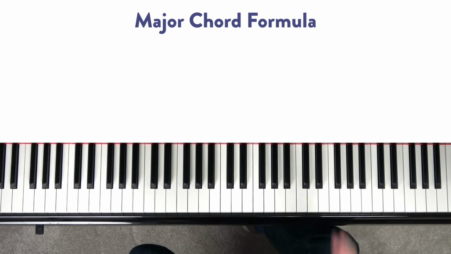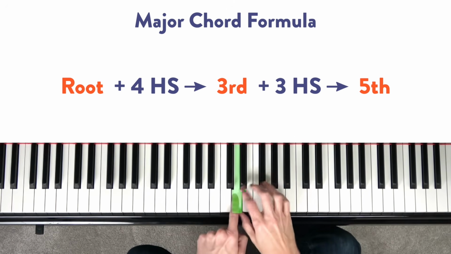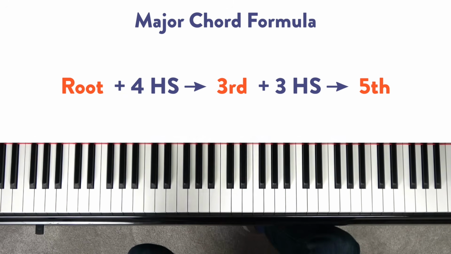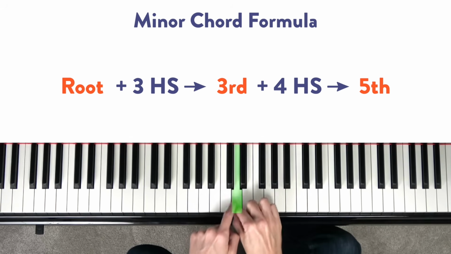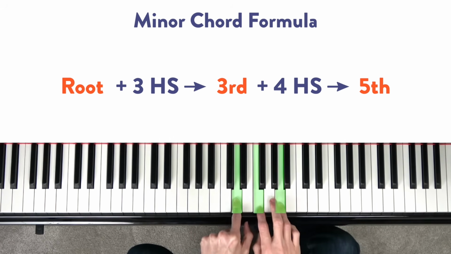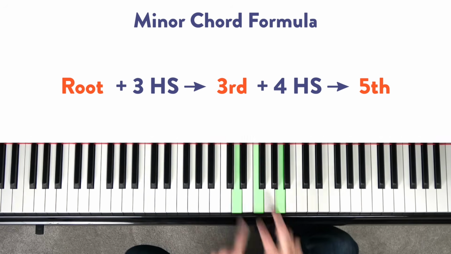In a nutshell, a major chord always has a root, travel up 4 half steps, and then 3 half steps. And in minor, that is reversed. Root, go up 3 half steps, and then 4 half steps. That will build a minor chord.